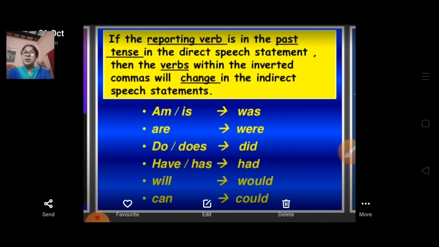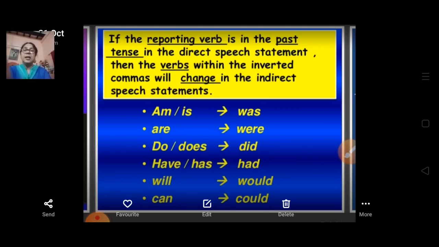If the reporting verb is in the past tense in the direct speech statement, then the verbs within the inverted commas will change in indirect speech statements. So what are the changes we are going to make? If am or is is written in the verb within the inverted commas, we will change it to was. If it is written are, we will change it to were. Do and does will become did. Have and has become had. Will becomes would, and can becomes could.